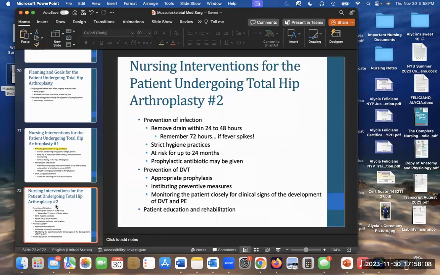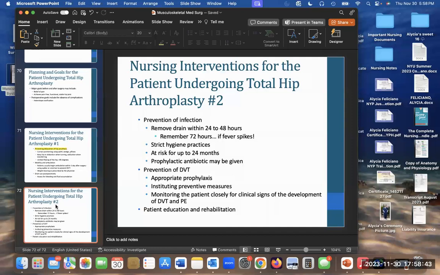Prevent infection, remember, right? First surgical dressing change, surgeon. But if their fever spikes at 72 hours and they have signs of inflammation and edema 72 hours after the procedure, we got to call the doctor. Okay? Remember, hygiene is the most important way, like hand hygiene, to prevent infection. So we must do that. You're at risk for infection for up to 24 months. So anything after 72 hours that causes a fever, especially in patients who are undergoing a hip arthroplasty, got to be careful. And right, prevention of DVT.